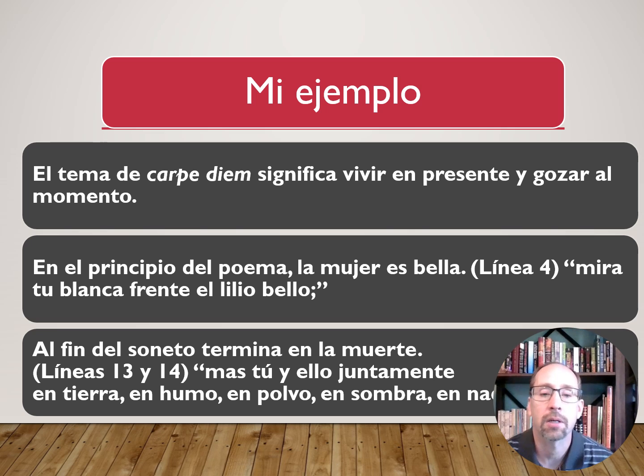All right, so the theme Carpe diem means to seize the day, which means to live in the moment or enjoy the present. An example of that can be, the lady starts off being beautiful. "Mira tu blanca frente el lilio bello." The lady is so beautiful that the beautiful lily looks to her white forehead. And then how does it end? It ends in death. This beautiful lady, she turns into earth, into smoke, into dust, into shadow, into nothing. And then notice how the ending of the poem is like stepping down, stepping down, stepping down. That could be gradación, a gradation to that. So anyways, that's kind of my example of how I'm coming up with how this poem relates to Carpe diem.